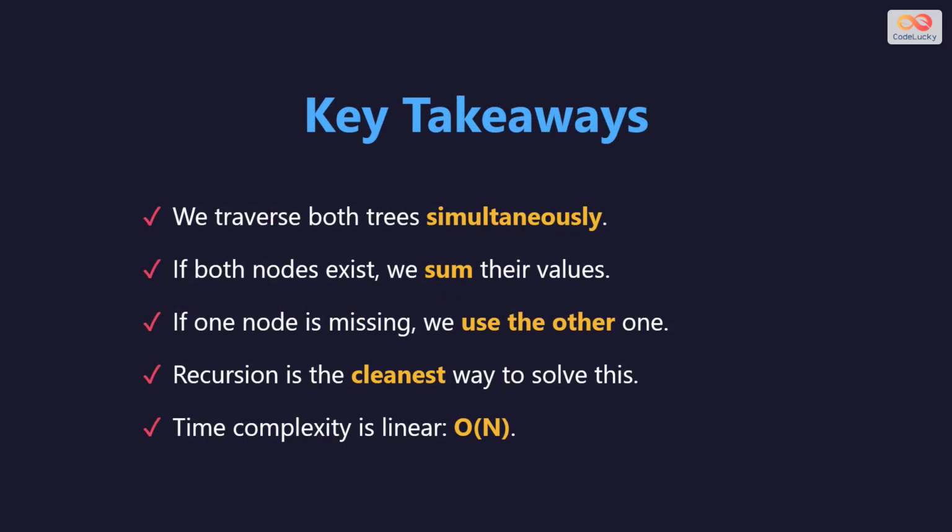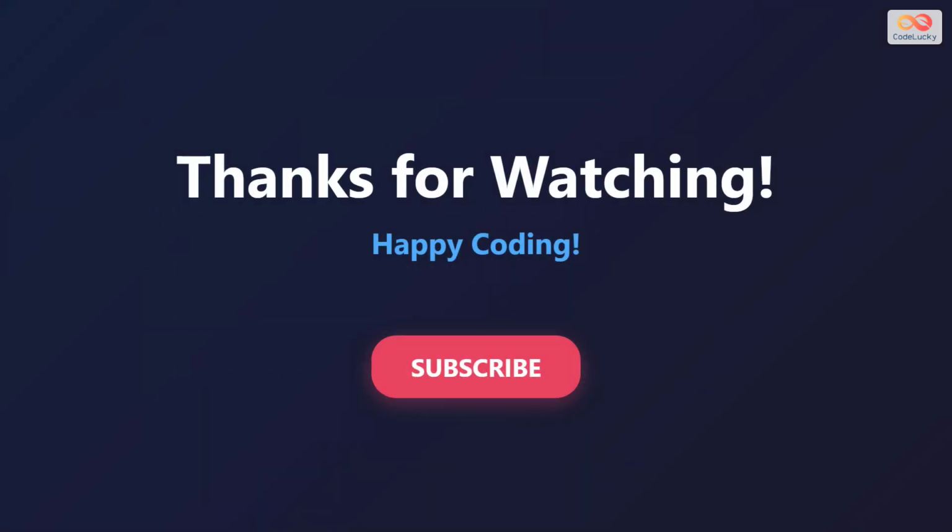To wrap up, we traverse both trees at the same time. We sum values when they overlap and carry over nodes when they don't. Recursion makes this logic very clean and easy to implement. I hope this explanation made the concept clear. Try writing the code yourself to really lock it in.